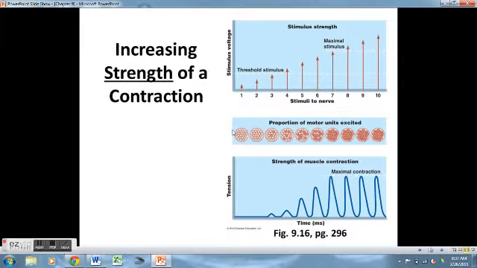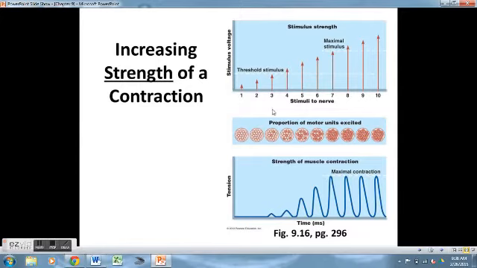So what you're looking at in the second graph here is just a cross-section of a muscle, and it's showing you different motor units, and as they become dark pink, it's showing you that they're involved in the contraction. And then on the bottom graph, it shows you the tension that is being gained in the muscle. And notice there is a maximum here.